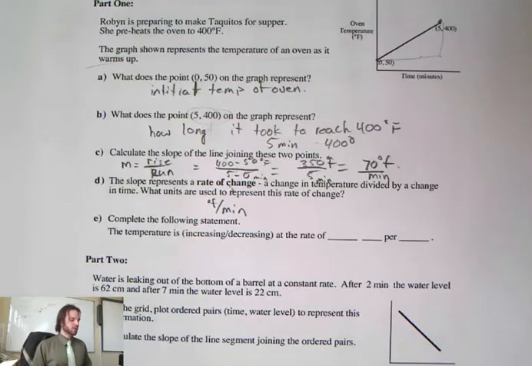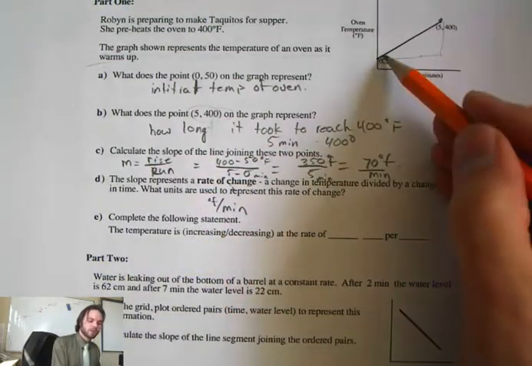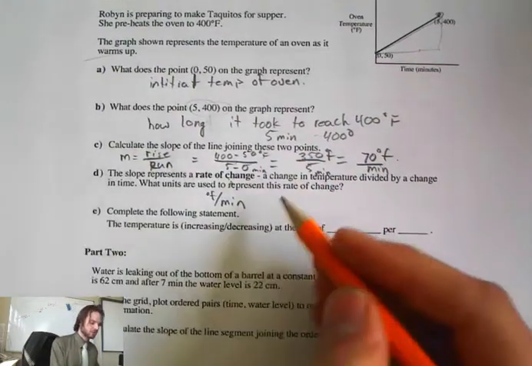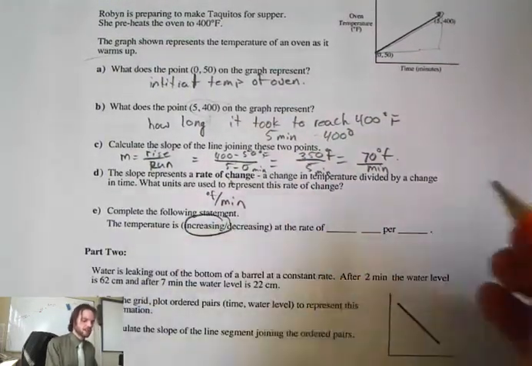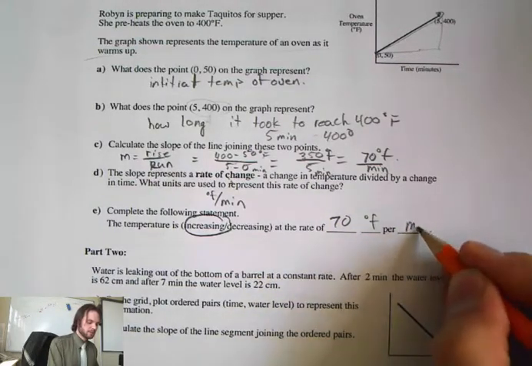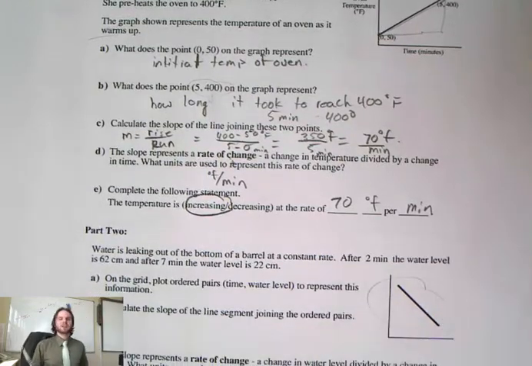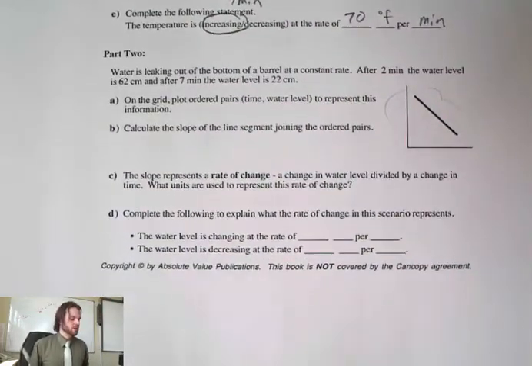Now complete the following sentence: the temperature is increasing or decreasing. Well, if we notice, it's a positive slope, so it's increasing at a rate of 70 degrees Fahrenheit per minute. Now the next one here is very similar, except we're looking at a barrel of water.